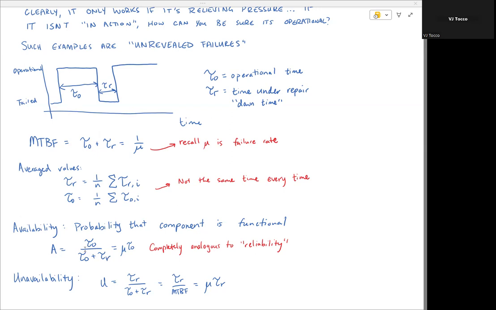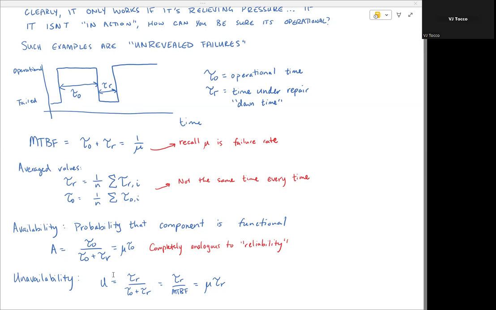And keep in mind that these are all averages. So the average operational time divided by the average operational time plus the average repair time. And I can express that as mu times tau naught. And this is completely analogous to reliability in the last couple of videos.